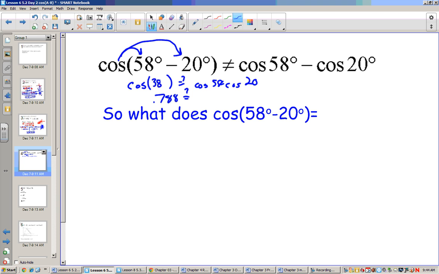Cosine of 58 is 0.5299, and cosine of 20 is 0.939. I should have a minus sign in here. If you subtract these two, that does not even come close. This would be a negative number. This is 0.788, so this does not work. So now we got to figure out, what does that equal?